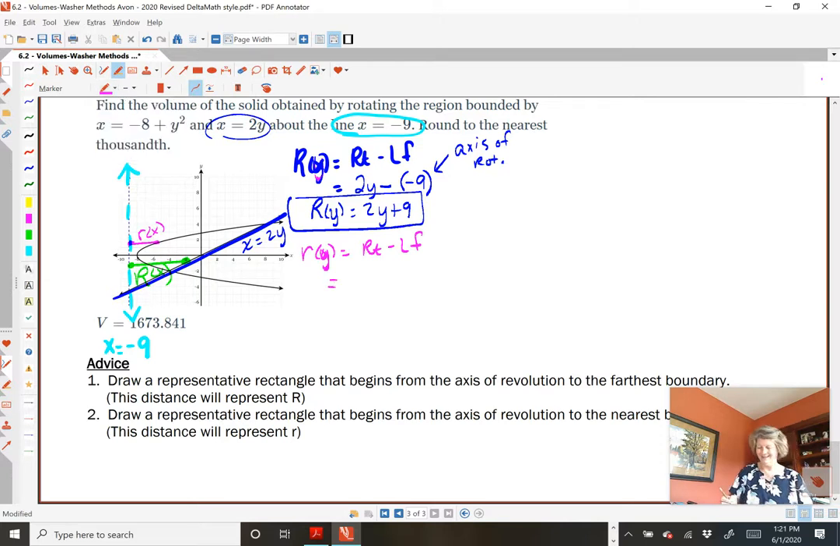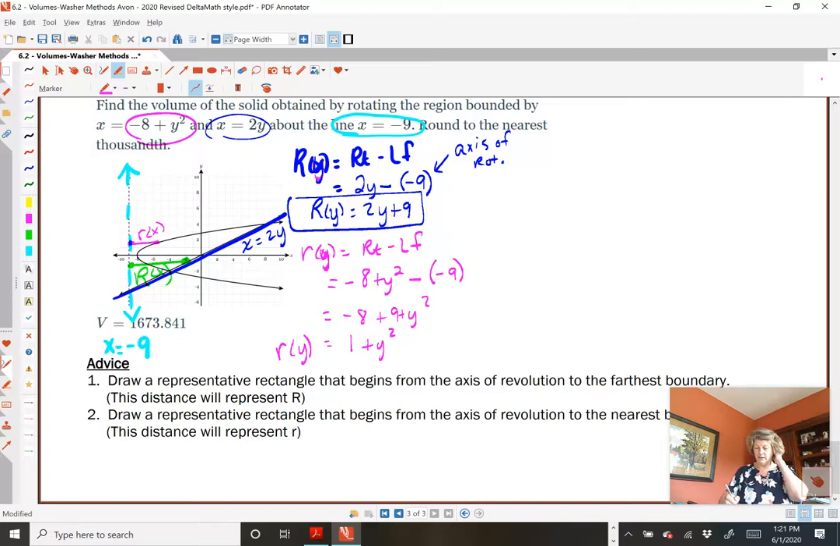Whew. All right, right function, that is that square root function, this guy. Negative 8 plus y squared, take away the axis of rotation, which is on the left, negative 9. Gets me negative 8 plus 9, y squared plus y squared. Looks like I end up with 1 plus y squared.